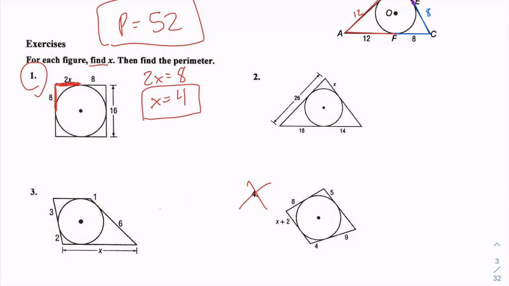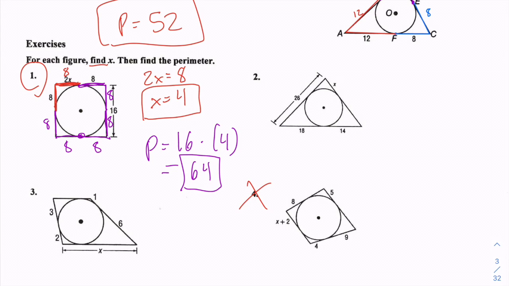So x is 4. In the end, this is still 8. If this side is 8, then this side has to be 8. And if this whole thing is 16, this here has to be 8 right over here. Actually, look, everything's just 8. Wild. So find the perimeter. Basically each side is 16. It's a perfect square, so times that by 4, 64. Hit pause here. Do 2 and 3, and then we'll check with each other.